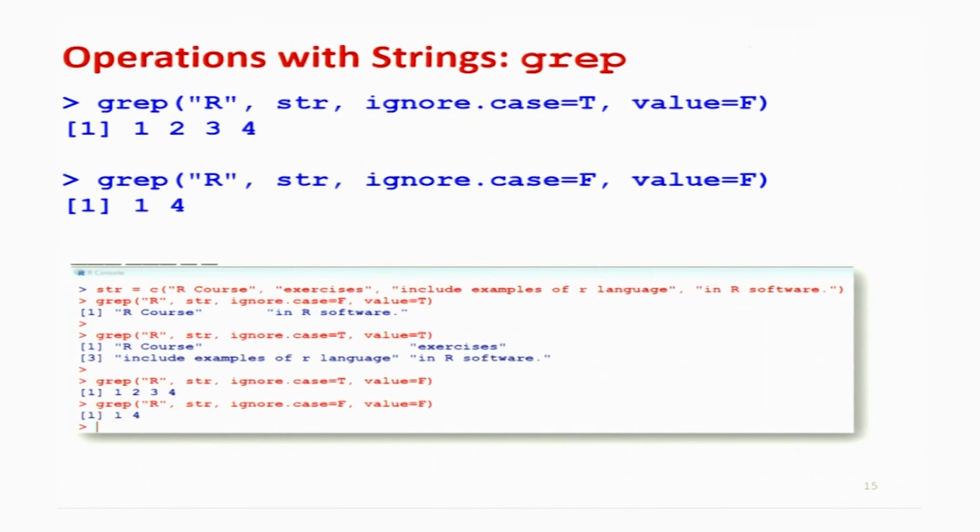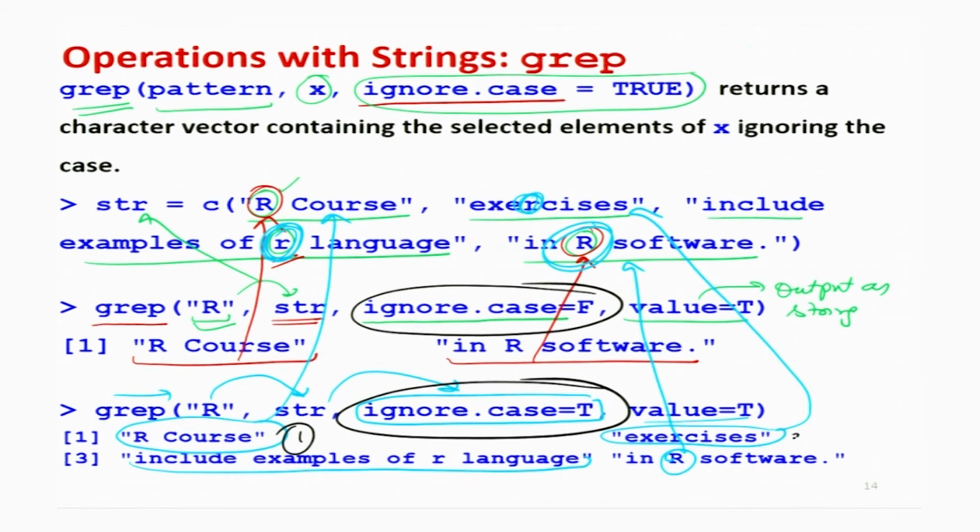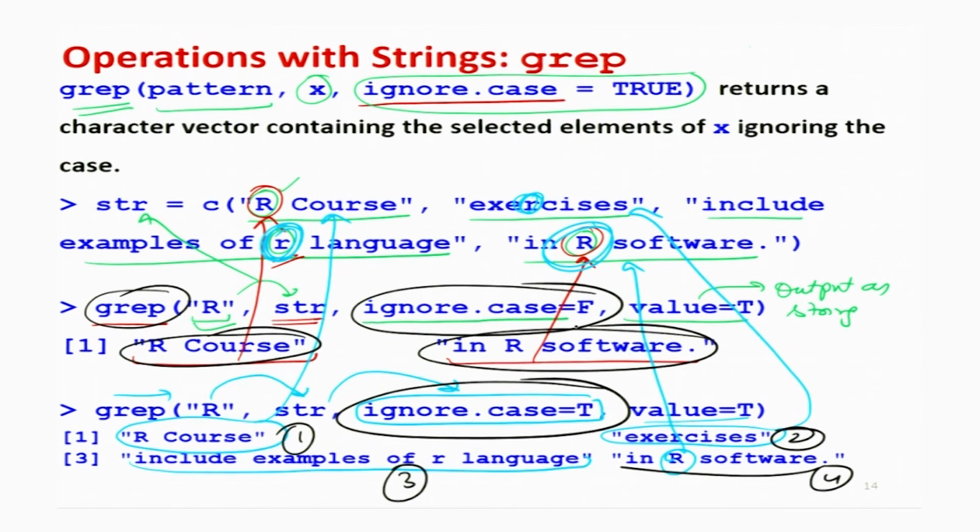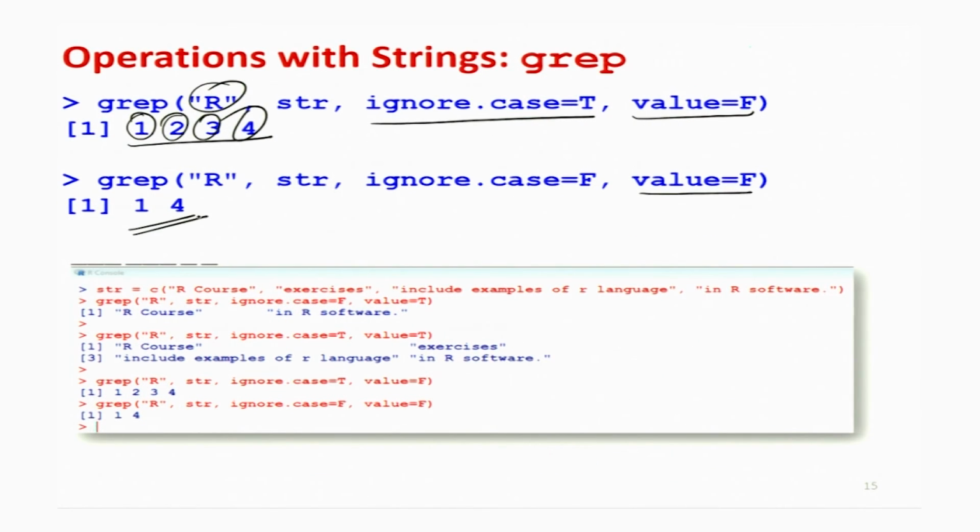And in the same outcome, if you use value is equal to false, that means you need the outcome in terms of the location indices. So you can see when you are trying to ignore the case, then this R is present in all the strings at all the locations. So all the locations 1, 2, 3, 4 are given here. This is 1, this is 2, this is 3, and this is 4. And similarly in the case of the first example, this R course and in R software they are occurring only at the first and fourth location, right.